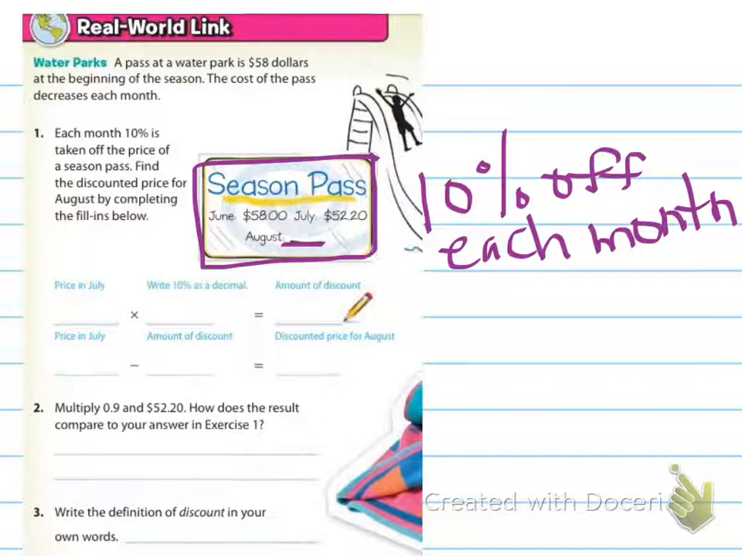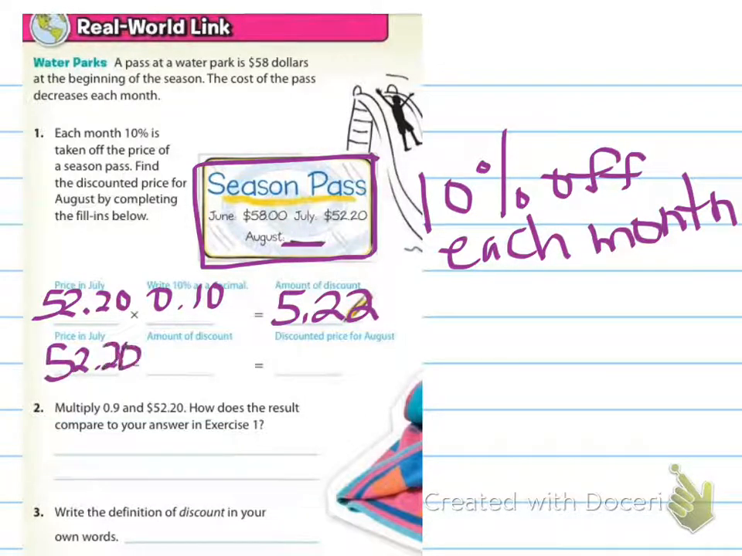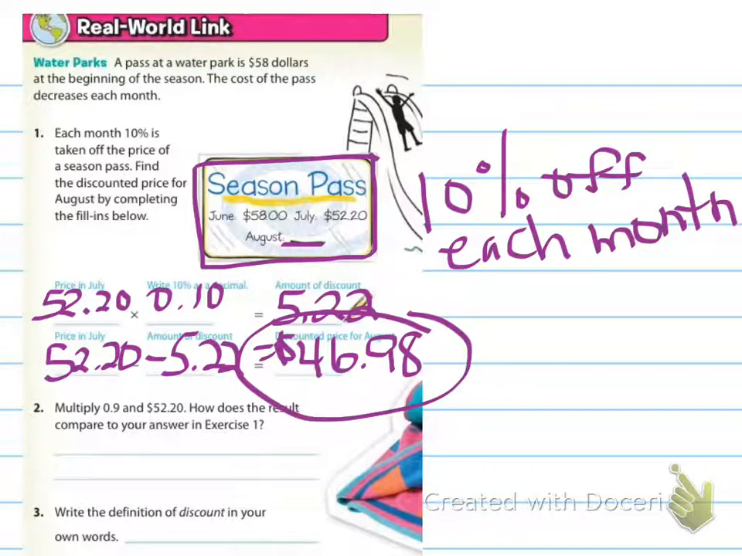So the price in July is $52.20 times 10% written as a decimal, which is 0.10. And then that's going to just move the decimal point over 1, which makes it $5.22 discount. So again, I take the price in July. Now I'm subtracting the discounted price of $5.22, and whenever I figure that out in my trusty handy dandy calculator, it comes out to the new amount for August as $46.98. So that's our price that we're going to pay in August for our season pass.